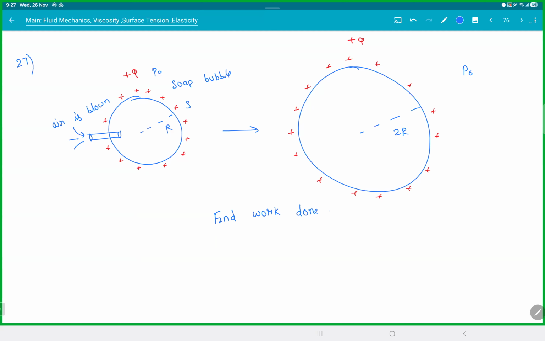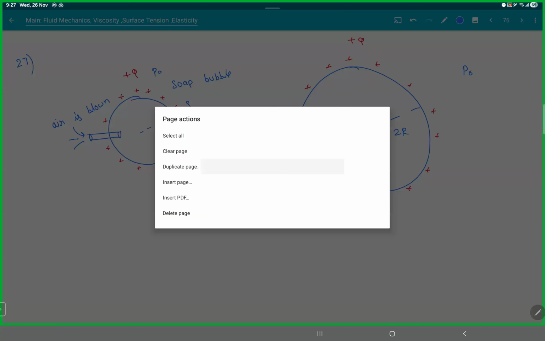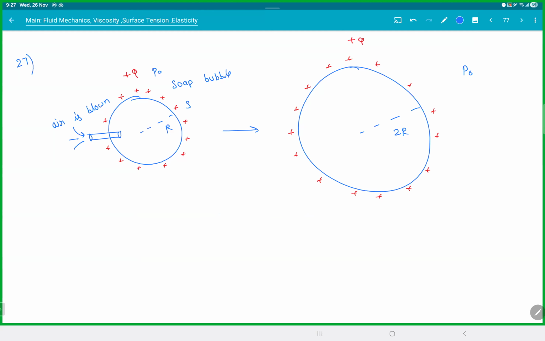Let's see. So few things happened here. When you started blowing this, first of all, the area increased. So work done by external force will be the change in surface energy. So that will be S into, again, soap bubble, so 2 times S into surface area, which is 4 pi (2r) whole square minus 4 pi r square. This is the change in surface energy.